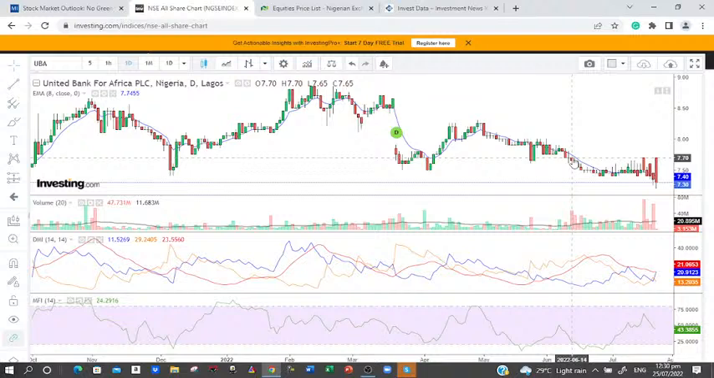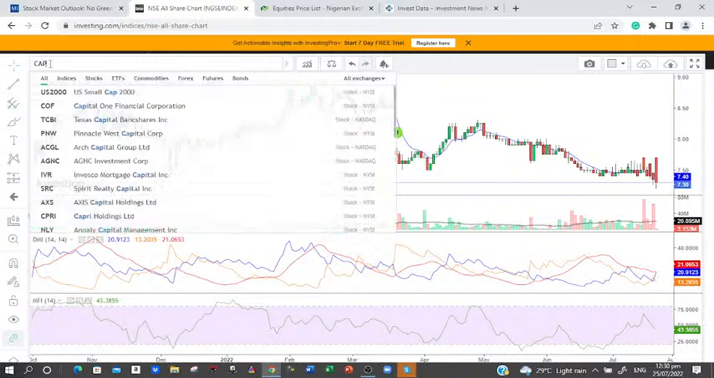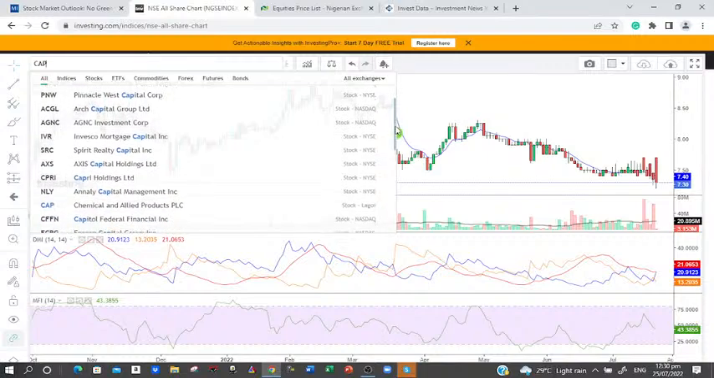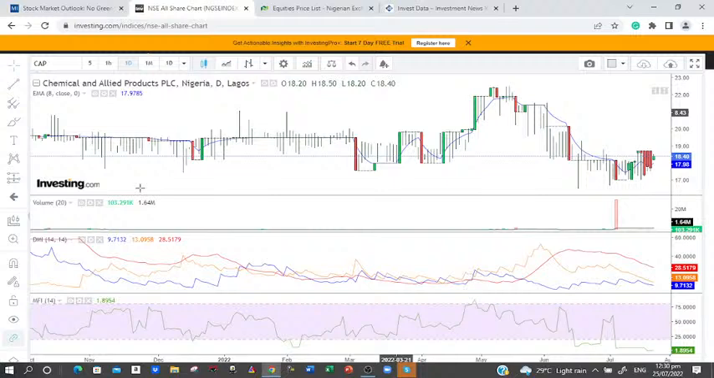Let's quickly look at CAP. CAP is what is leading this sector. Look at CAP. What is happening to CAP? Very, very important. Chemical and allied products. Let's look at CAP.